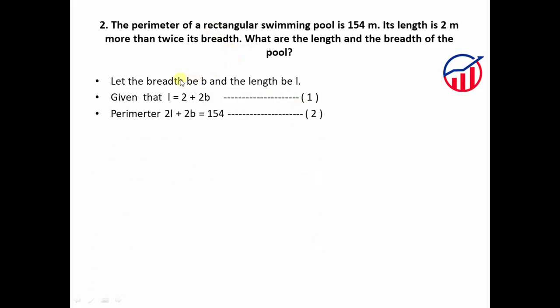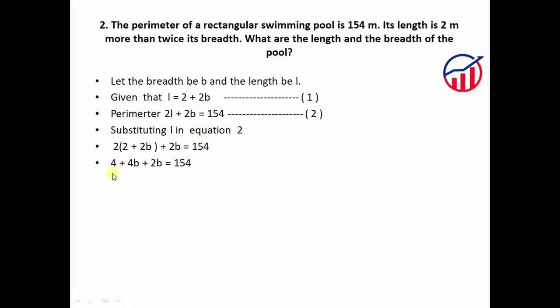And we know that perimeter for a rectangle is twice length plus twice breadth. So 2l plus 2b is equal to 154. The first equation is l equals 2 plus 2b, and the second equation is 2l plus 2b equals 154. Substituting l in equation 2, you get 2 into (2 plus 2b), plus 2b, is 154.